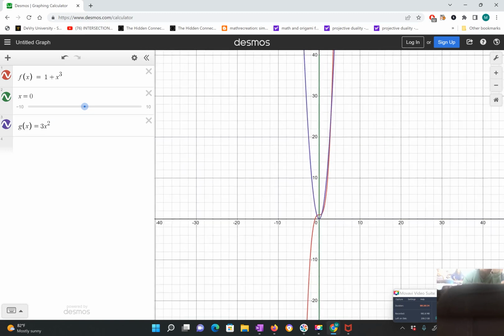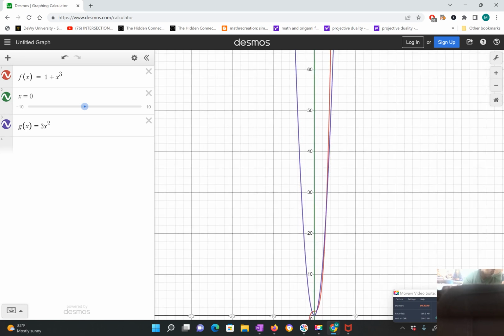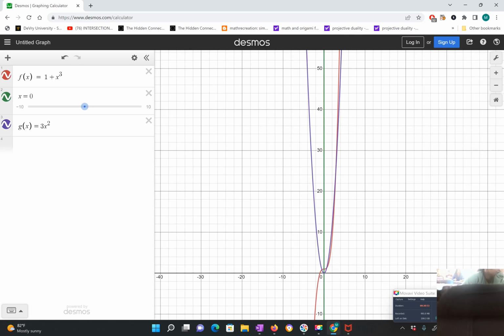Again, look at this purplish function here and tell me what you see happening left to right. Where is it increasing? Where is it decreasing? Left to right. It's decreasing on the left. It's going from negative infinity down to 0, and then from 0 up to positive infinity.